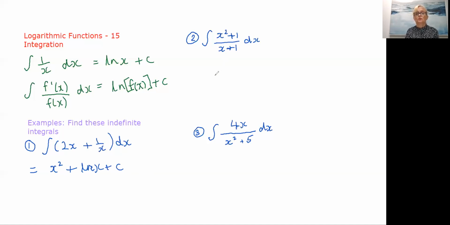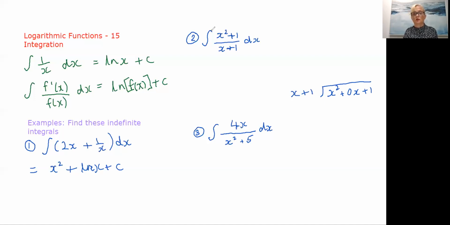Let's have a look at this next one here. Now, we can't do anything with that in its current form. We haven't learnt how to deal with those in that form. So how about we do a division and see how we go? So we do x squared plus 1, and I'm actually going to put a plus 0x plus 1 in there just to make sure that we're careful when we're doing our division, dividing that by x plus 1.